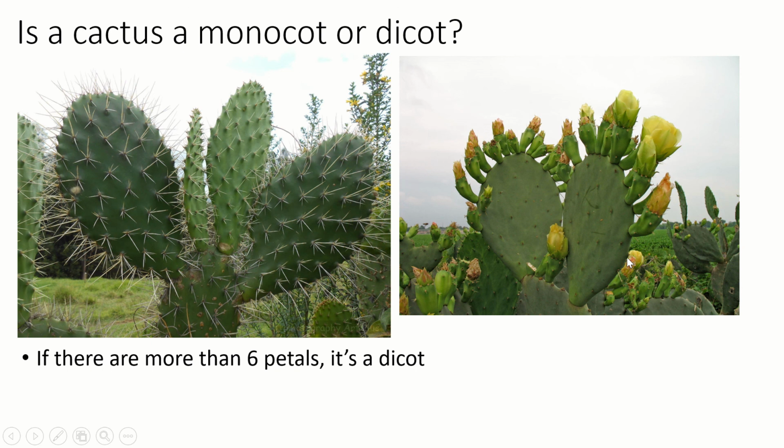So, is a cactus a monocot or a dicot? Well, we can't really look at the leaves. We can't see the veins in the leaves. But we can look at the flowers. And if we look at the flower, we can see that there's at least more than 6 petals on these flowers. So this is definitely a dicot. Okay?